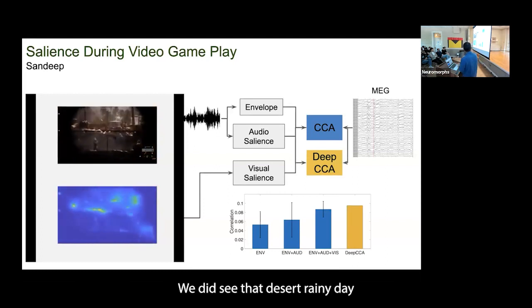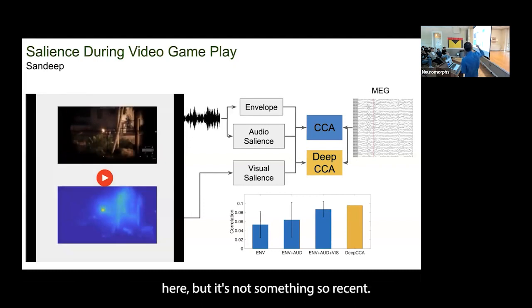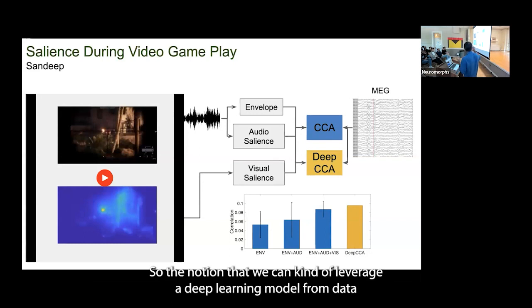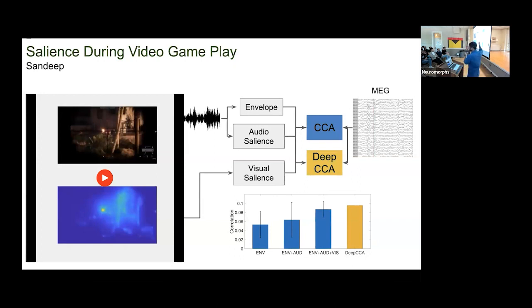And now we also tested a deep CCA model to see if there are some nonlinear interactions. We did see that there's a tiny gain here, but it's not something that we tested with several repetitions. But this shows us the direction that we can leverage deep learning models and data to find better maps between the salience and the image.